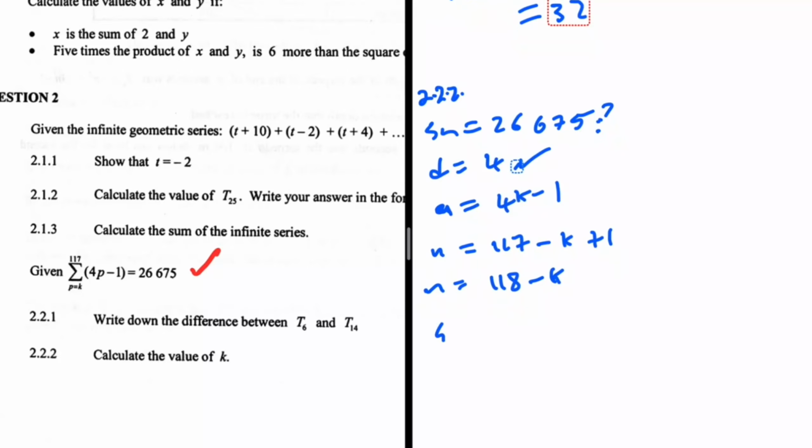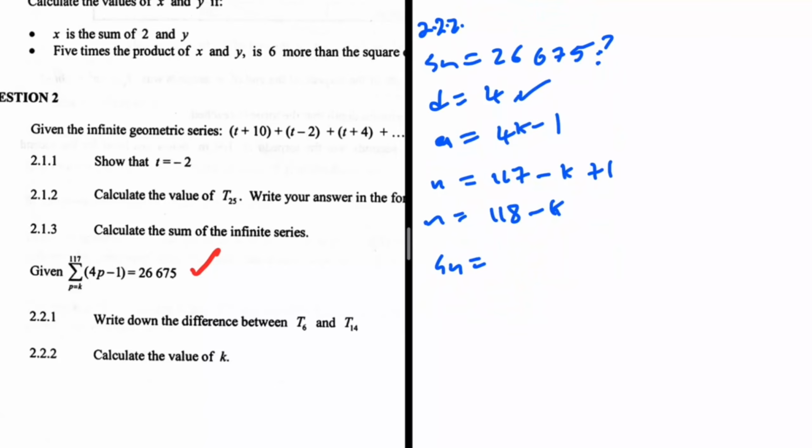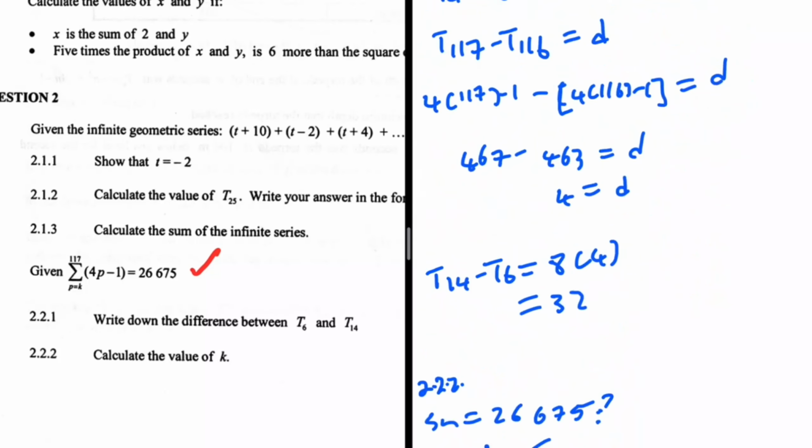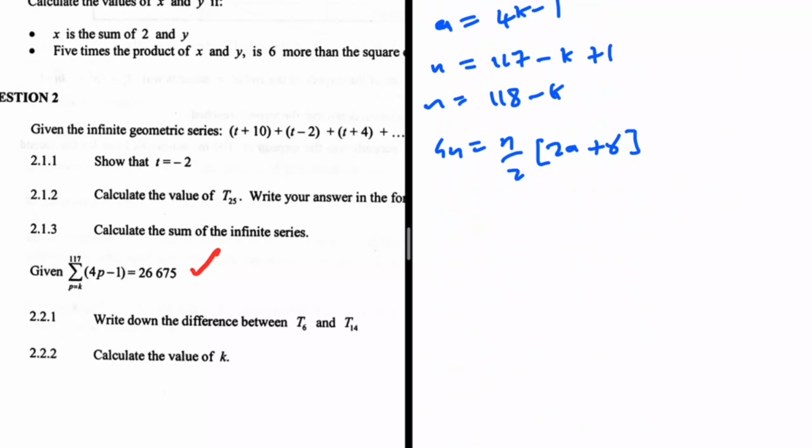So I can set up my equation, therefore, Sn is equal to n over 2 multiplied by 2a plus (n minus 1) multiplied by d, or plus L, where L is the last term. I think that is the easier way of doing it, because I know that the last term is 467. Okay, there we go.